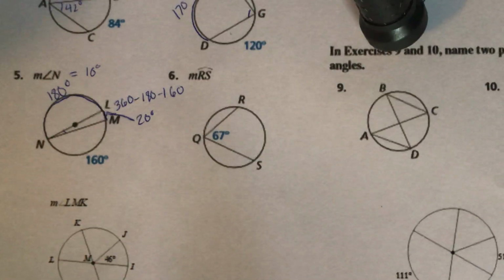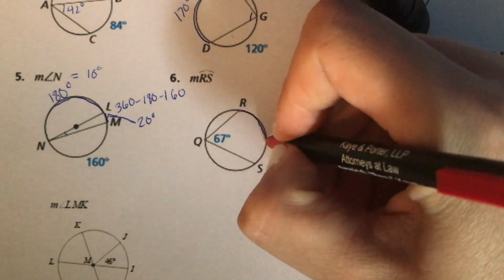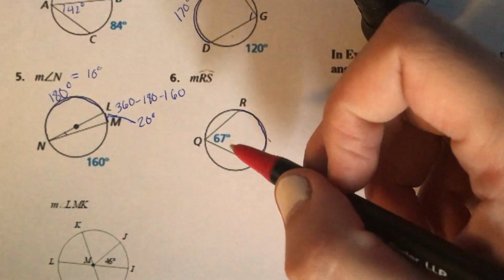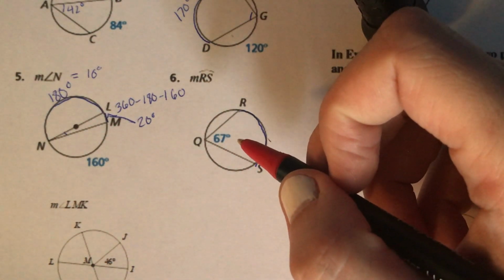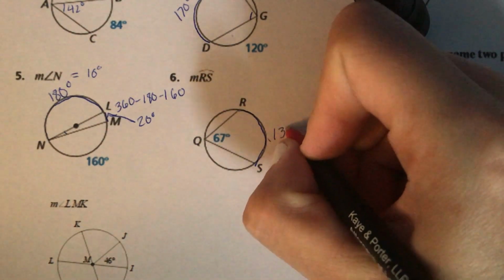All right, then over here, this time we're looking for the measurement of arc. This one's pretty easy. We just do the opposite of what we have been doing. We're going to double 67. So 67 times 2 is 134.